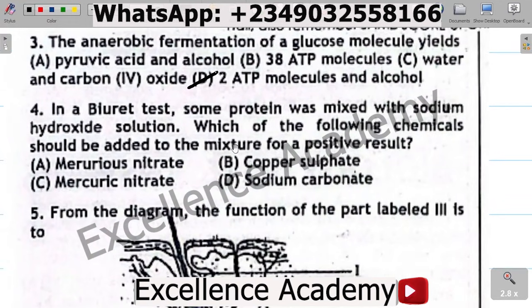Question 4. In a Biuret test, some protein was mixed with sodium hydroxide solution. Which of the following chemicals should be added to the mixture for a positive result? Option A. Mercurous nitrate. Option B. Copper sulfate. Option C. Mercuric nitrate. Option D. Sodium carbonate. The correct option is B. Copper sulfate. Because when 1 ml of sodium hydroxide solution is mixed with 1% of copper sulfate and then is shaken gently, it gives a purple coloration showing the presence of protein. So the correct option is B.